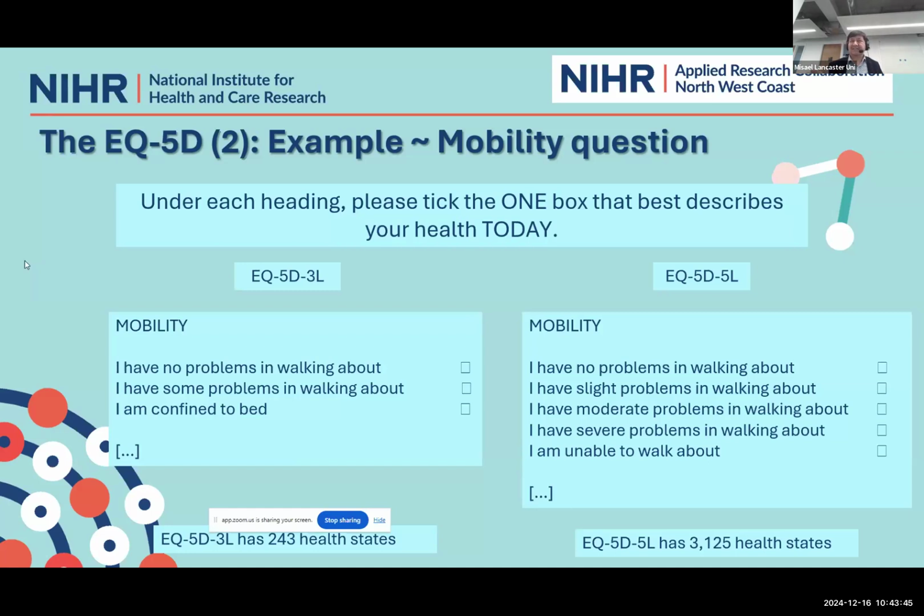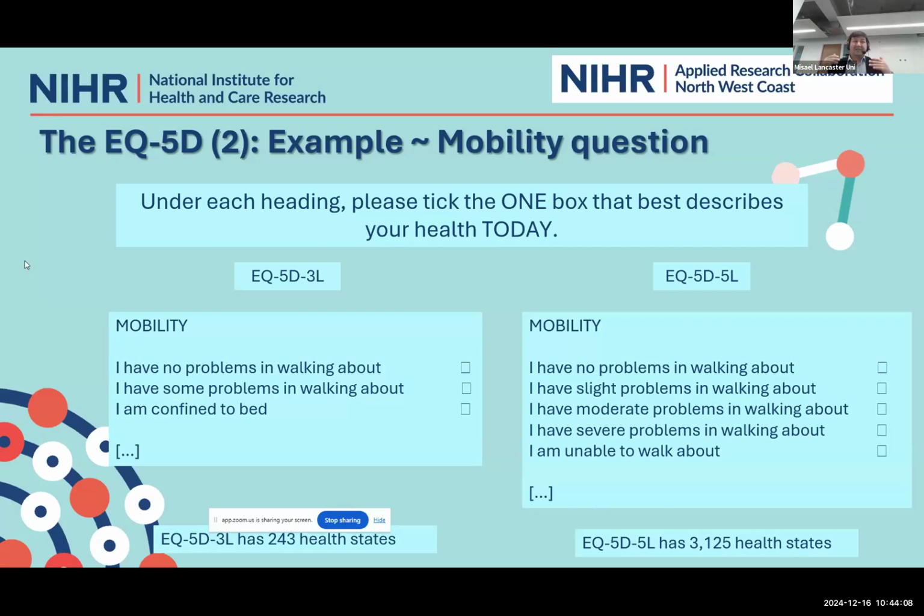In contrast, in the EQ-5D 5 levels, we will have: I have no problems in walking about. I have slight problems in walking about. I have moderate problems in walking about, severe problems in walking about, and I am unable to walk about. So in one question we have 3 options, and in the other we have 5.